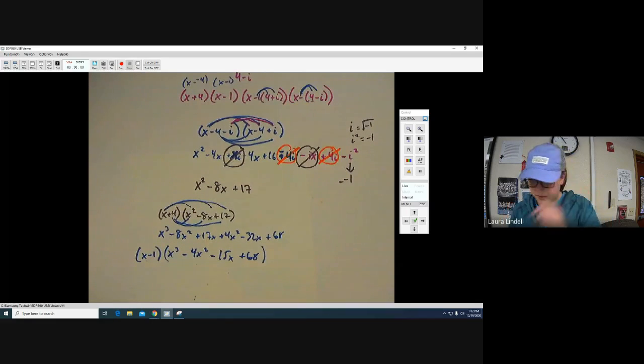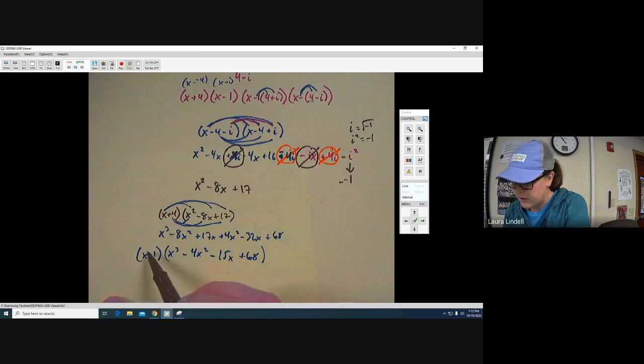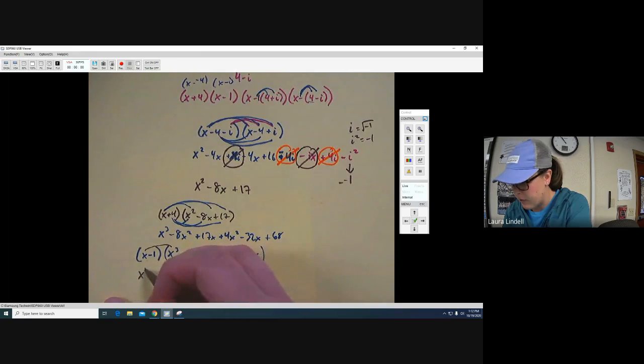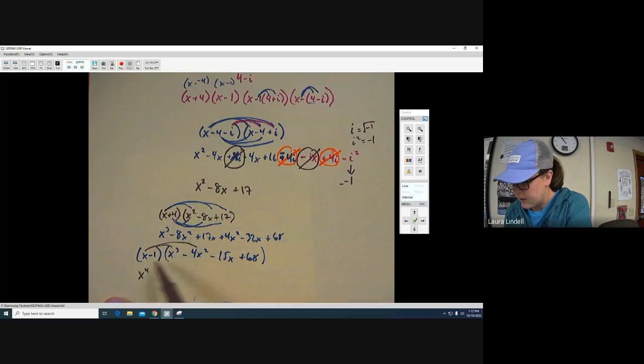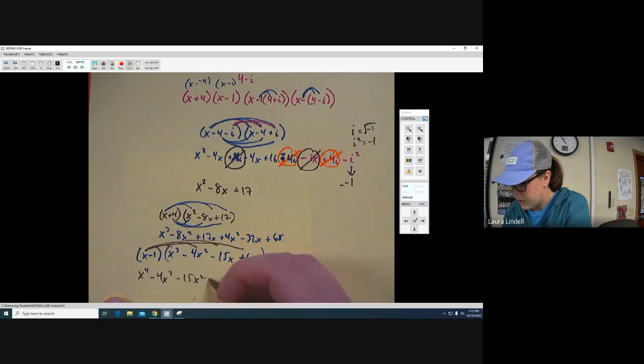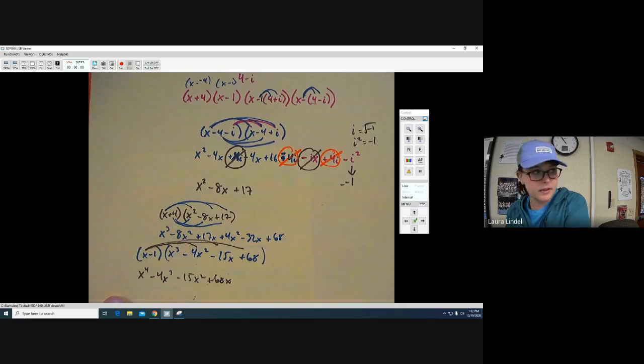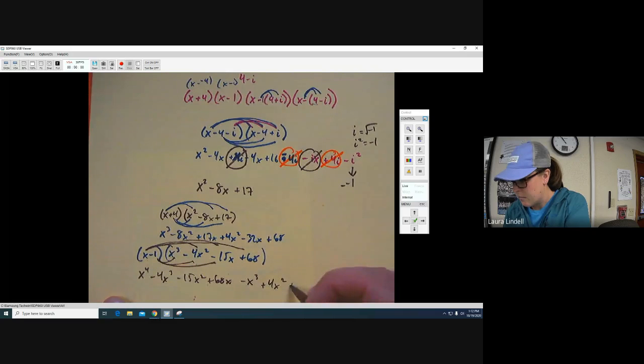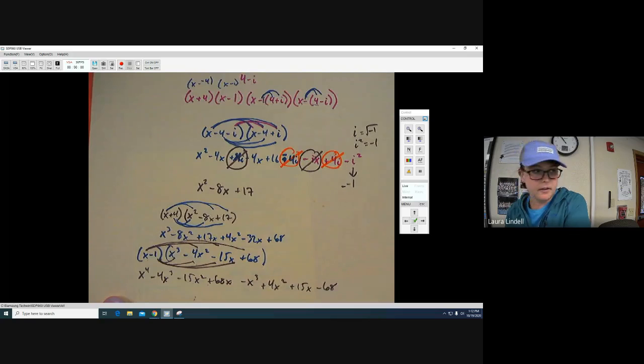Okay, so more multiplication. x first. x times x cubed is x to the fourth. -4x to the third. -15x squared. Plus 68x. And then minus x to the third. Plus 4x squared. Plus 15x. Minus 68.